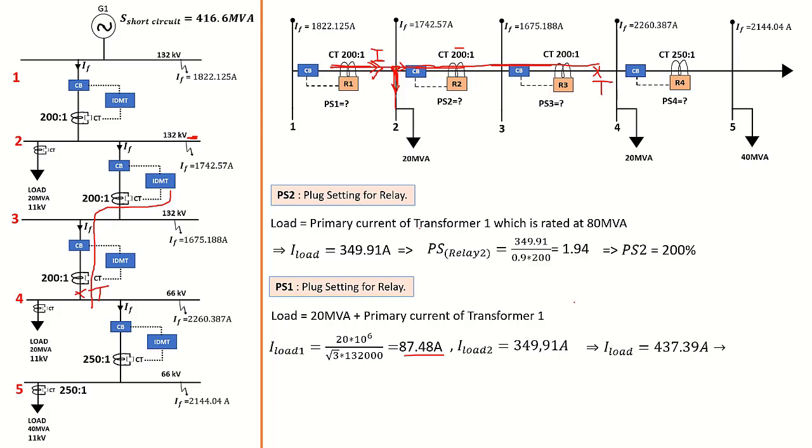So the splitting at this point, 87 is going down this way to feed this load here, and the 349 is going this way to the primary of the transformer to feed these other loads there. Okay, so from there we can then calculate our plug settings by replacing the current. We then find a value of 2.43, and from the standard values we know the highest is 2, that is 200%, so we can't go any lower or any higher. So that is 200%. That will be the plug settings for relay 1.